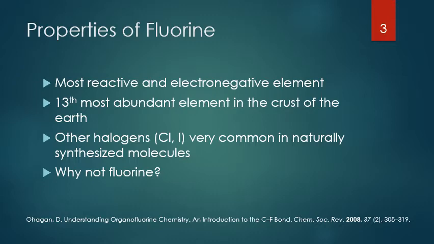This happens even though other halogens are very common in naturally synthesized molecules. We could not live without chlorine or iodine, but fluorine we have a tough time using. Even though it is the 13th most abundant element in the crust of the earth, organisms still have not found many ways to incorporate it into their systems.